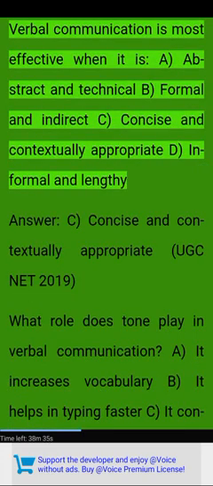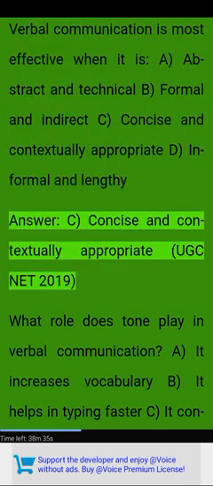Verbal communication is most effective when it is A. Abstract and technical. B. Formal and indirect. C. Concise and contextually appropriate. D. Informal and lengthy. Answer: C. Concise and contextually appropriate. UGC-NET 2019.